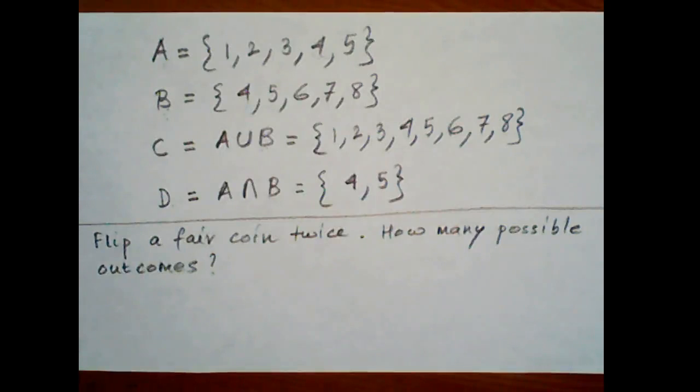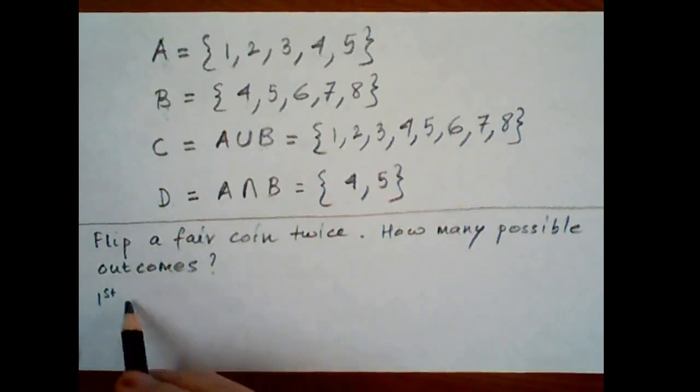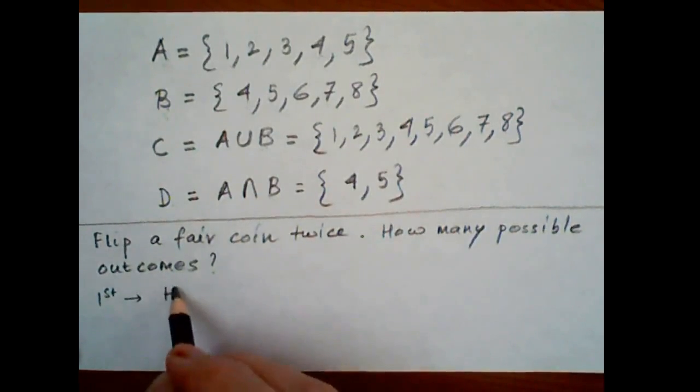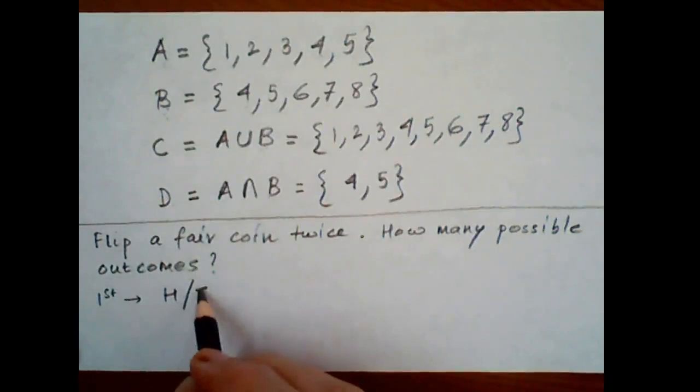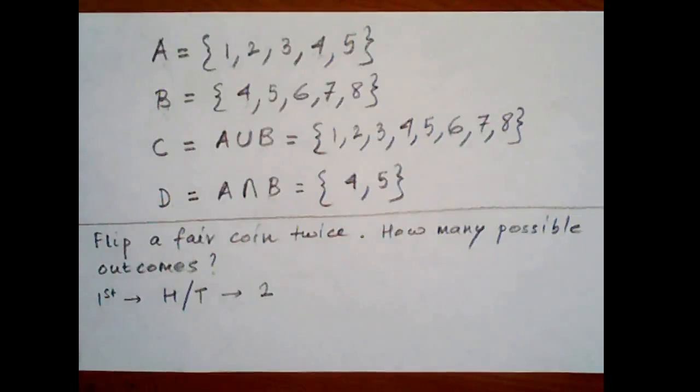Okay, so now let's look at a very simple problem. The problem says that if you flip a fair coin twice, how many possible outcomes are there? Okay, so let's say in the first toss, how many possible outcomes are there? Either you can have heads or you can have tails. So meaning there are two possible outcomes in the first toss.